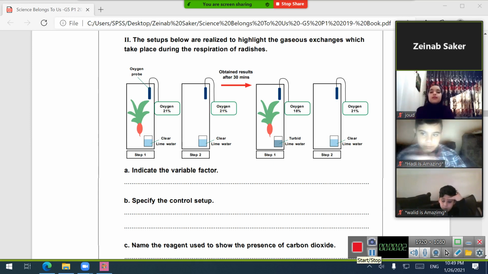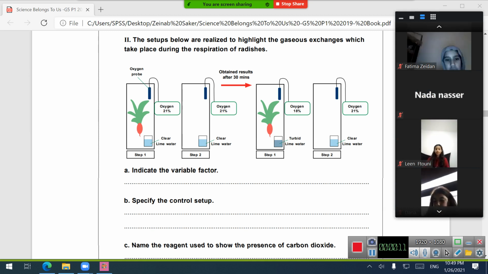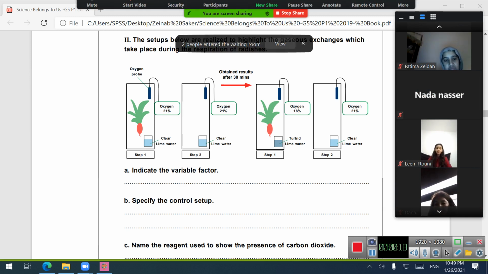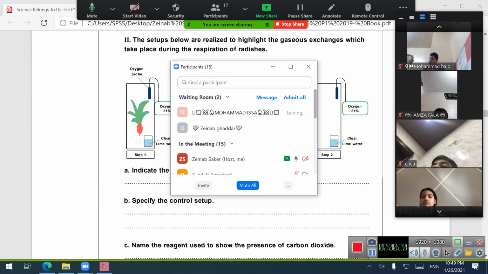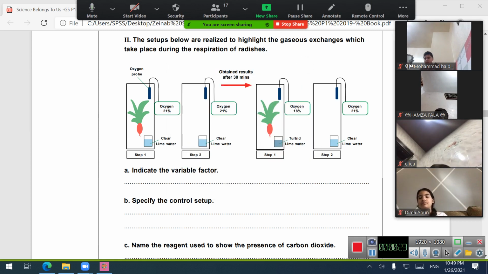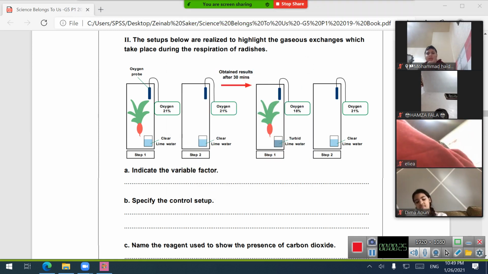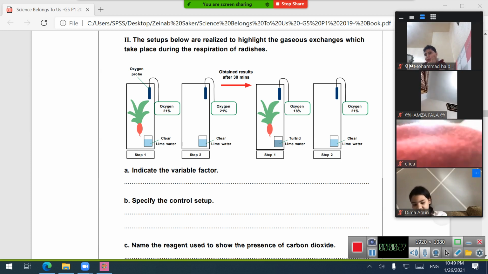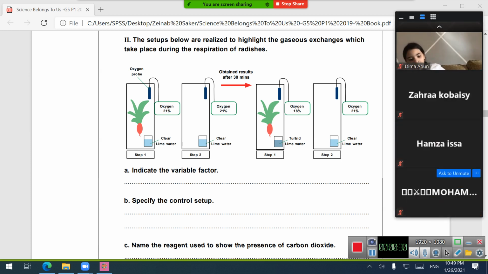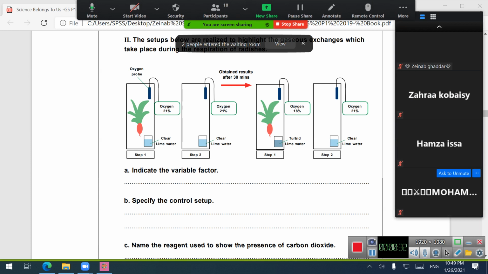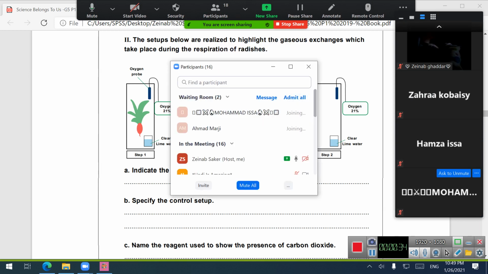So, good morning again. Today in our session we are going to move into the next exercise, the next question in our books, page 58, which is about the oxygen probe or the measurement of oxygen, the measurement of the amount or quantity of oxygen. The setups below are realized to highlight the gaseous exchanges which take place during the respiration of radishes.